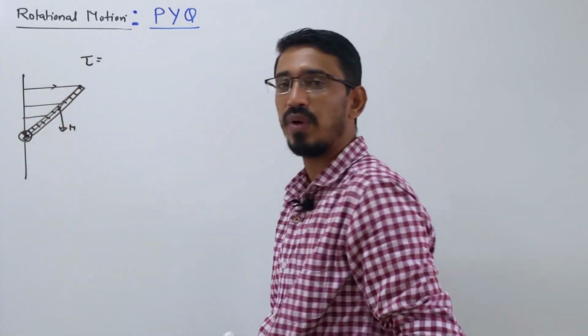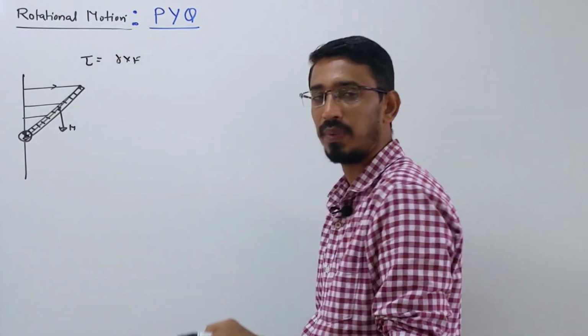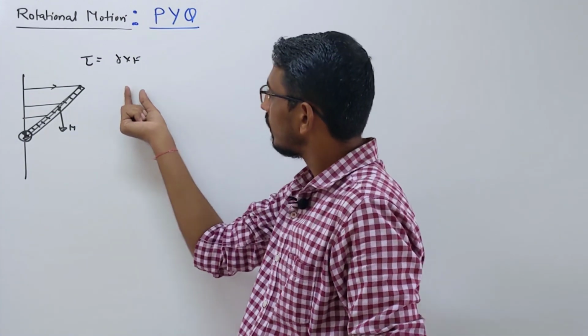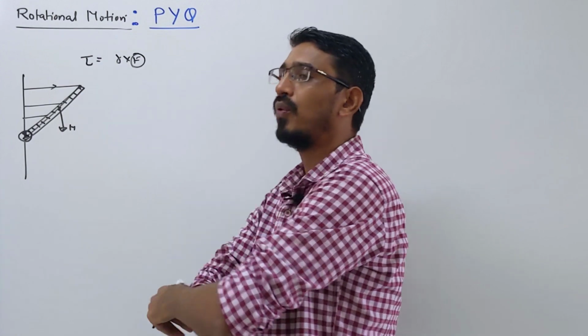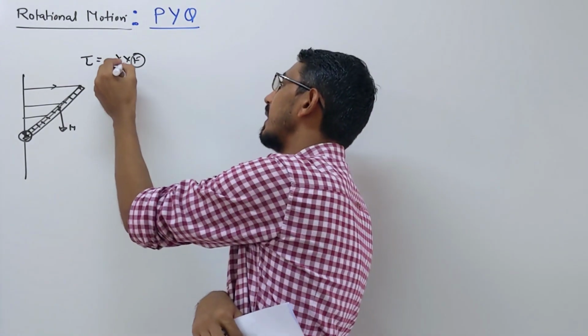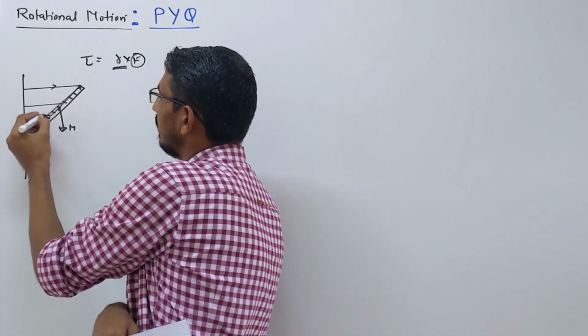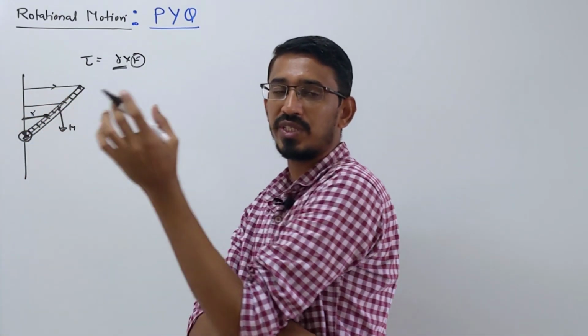Suppose some torque is required to hold this. The torque is force into perpendicular distance, or perpendicular distance into force, right? So what I am saying, look here, you want to make this force minimum. If you want to make force minimum, then your perpendicular distance should be maximum. Suppose you tie your string here, the distance is very small, the perpendicular distance is very small.